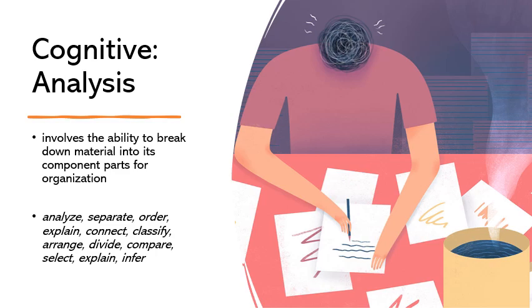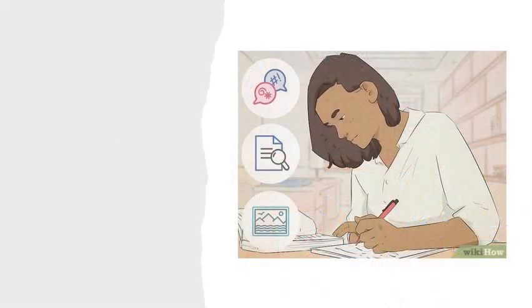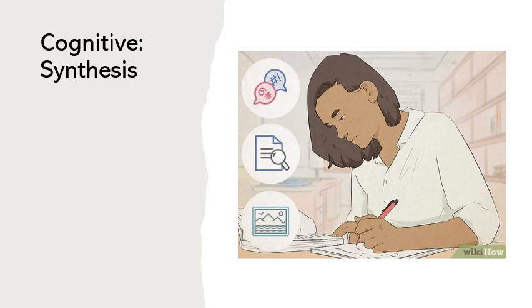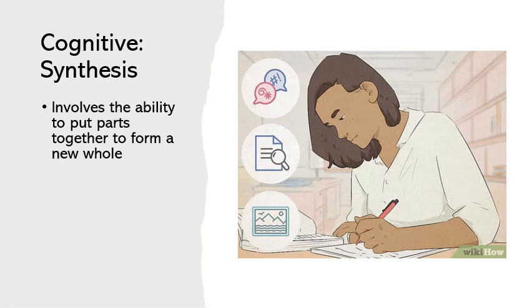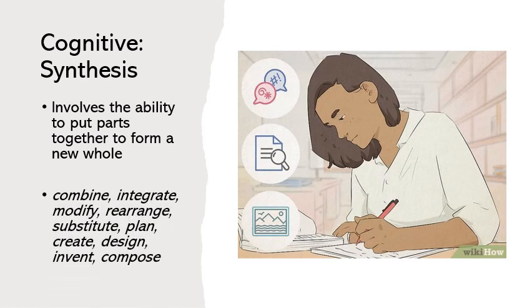Okay, let's go to the next slide. For the synthesizing or create, which is actually the last level in the revised Bloom's taxonomy according to Anderson, this is the ability to put parts together to form a new whole. The words being used for this level are the following: combine, integrate, modify, rearrange, substitute, plan, create, design, invent, compose. I will give you 5 seconds to read these words again.